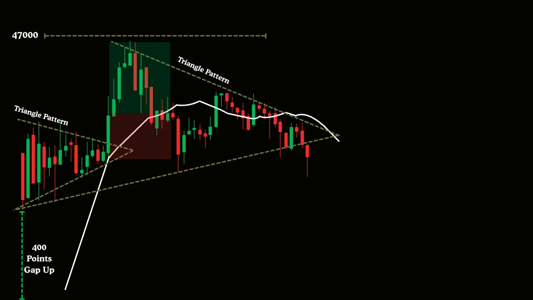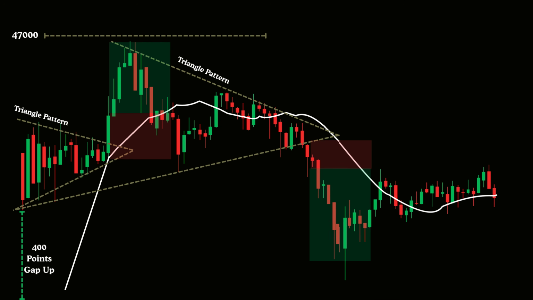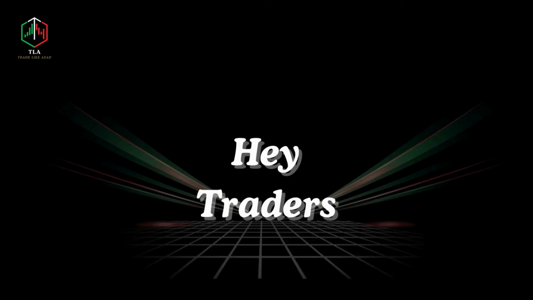We can now take a short trade by placing the stop loss slightly above the trend line and targeting at least a 1-to-2 reward ratio. After some time, the price moves down, hits our target, and consolidates within this range for the rest of the session.